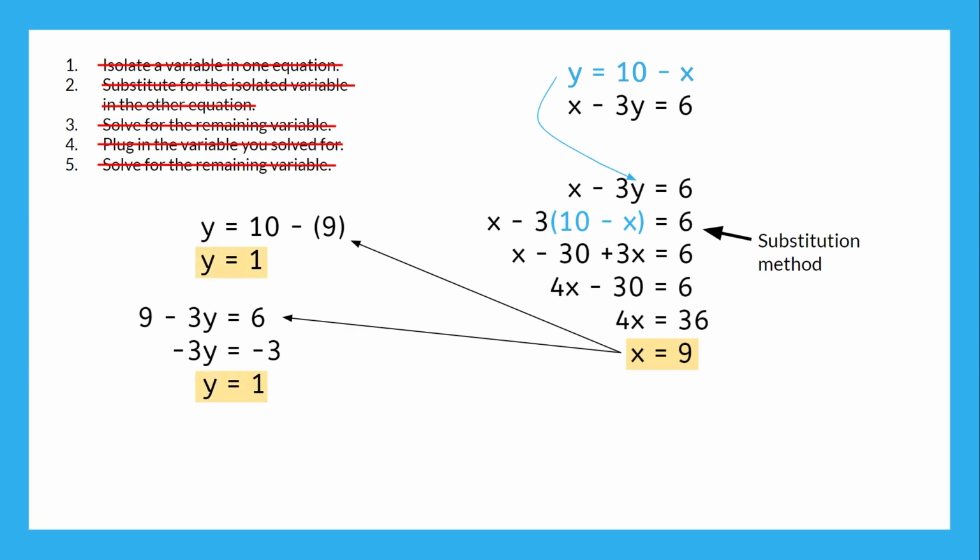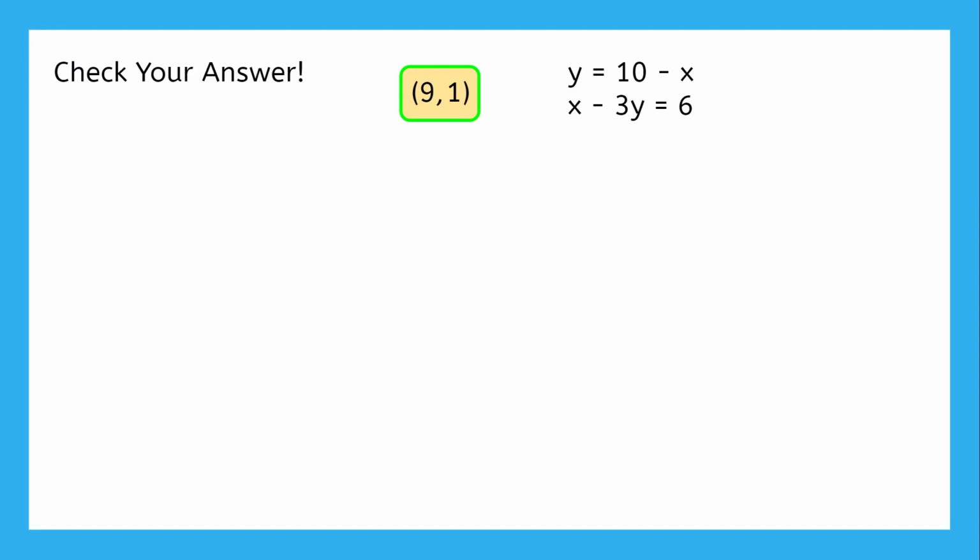Usually you just want to use the simpler equation here, so we could have just used the first one. So, what's the solution to this system? The point where the x-coordinate is 9 and the y-coordinate is 1. You didn't think we were done yet, did you? We have to find a solution, but we want to make sure it's the right solution.